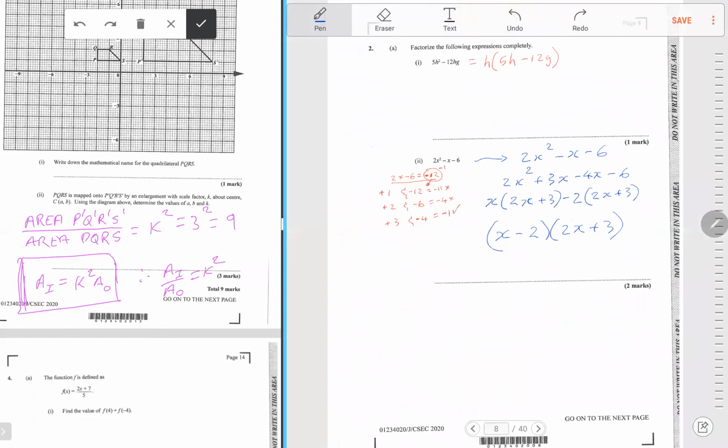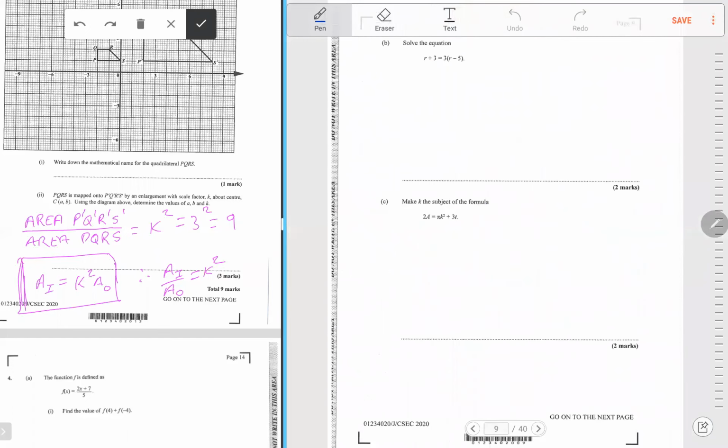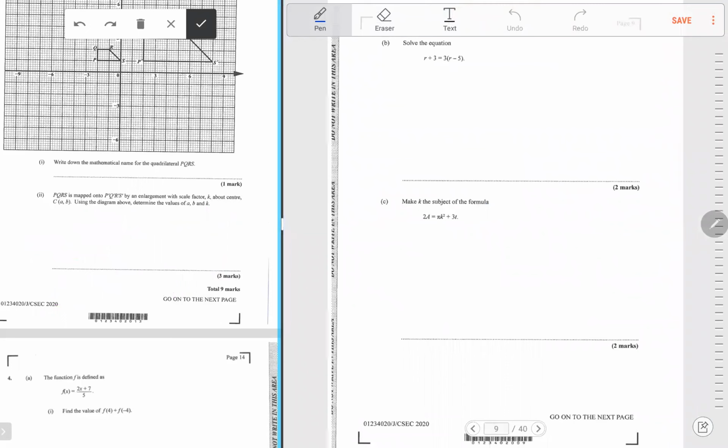Next question is on the next page. Let's clear this over here. All right.